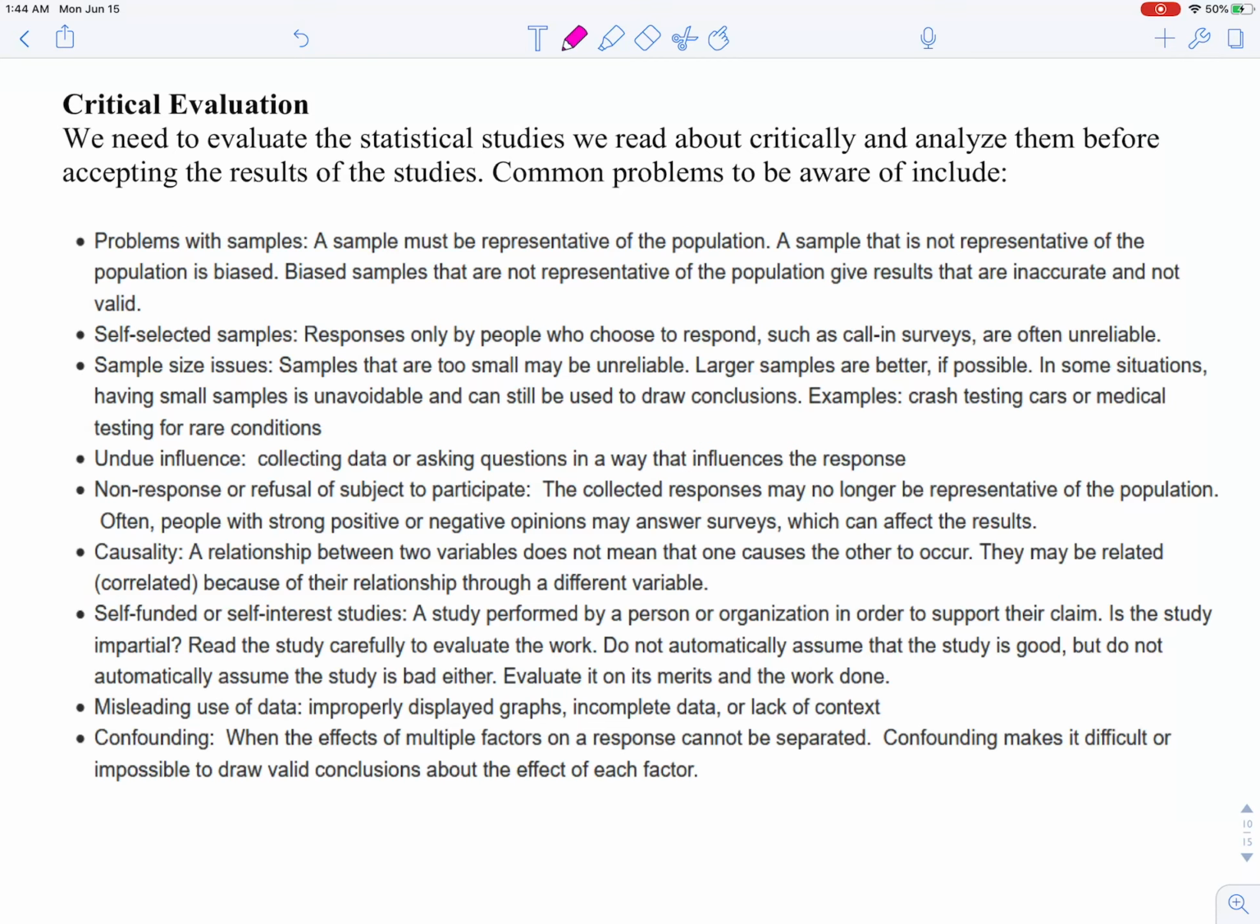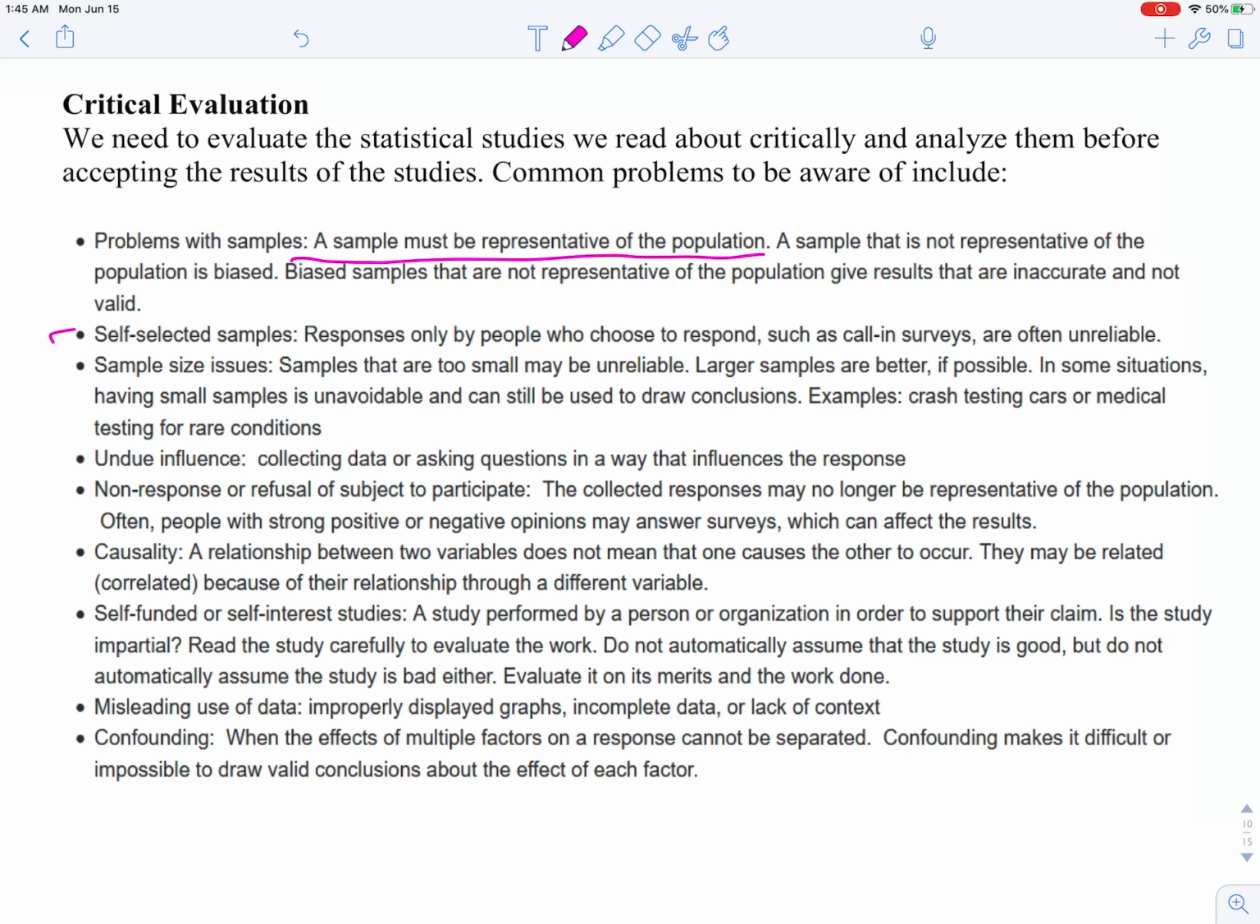A sample must be representative of the population. That's extremely important. Again, the example I used before, you're not going to ask people that live in a retirement home what they think of a Post Malone song. It's just, you're not going to get accurate data. A sample that is not representative of the population is biased. There's definitely bias there. Biased samples that are not representative of the population give results that are inaccurate and not valid. All right? So we're going to look at several different biases in sampling here.